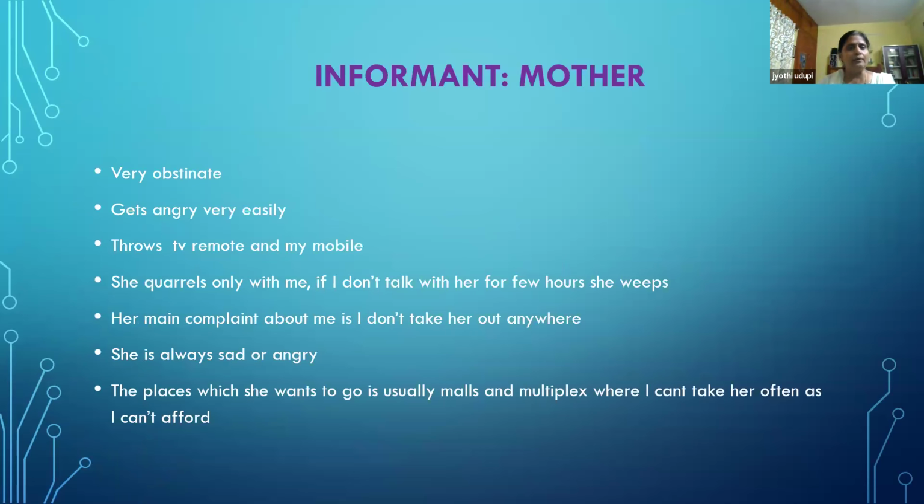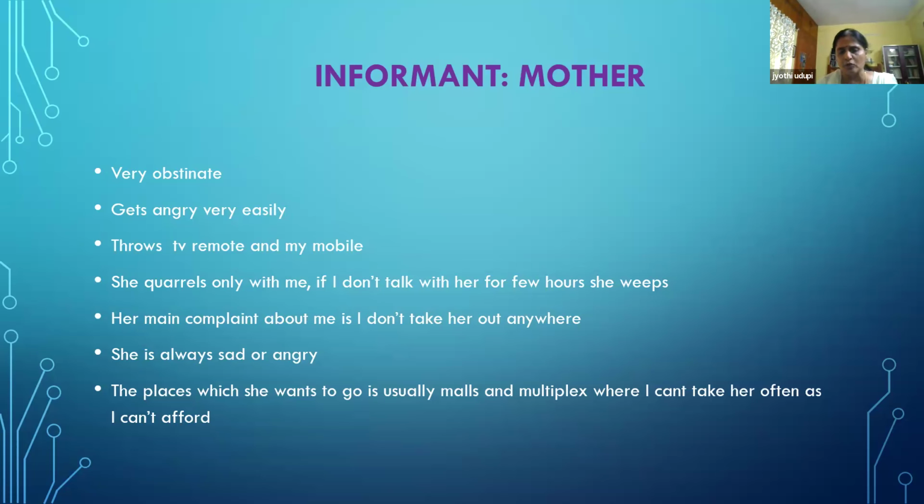A mother told, my daughter is very obstinate. She gets angry very easily, throws TV remote and my mobile. She quarrels only with me. If I don't talk with her for few hours, she weeps. Her main complaint about me is I don't take her out anywhere. She's always sad or angry.